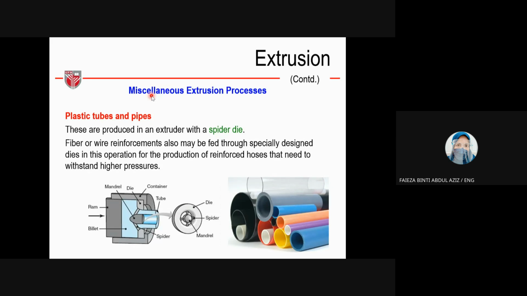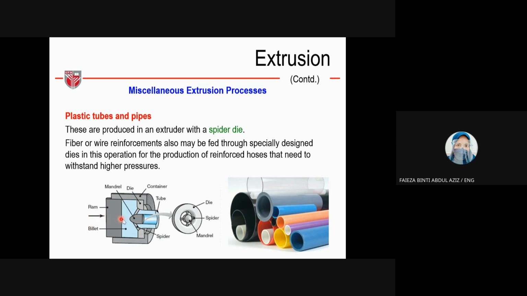We have also miscellaneous extrusion processes like plastic tubes and pipes. Here you can see these are all the tubes and pipes. These are produced in an extruder with a spider die. Here you can see the spider die, where the spider die is here. You see, these are the spider. So the die is here, the spider die.